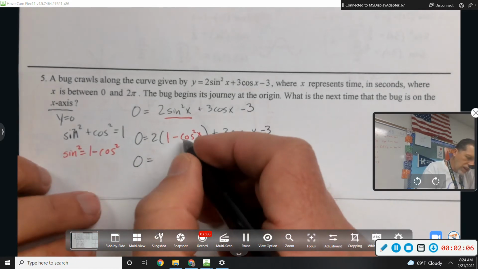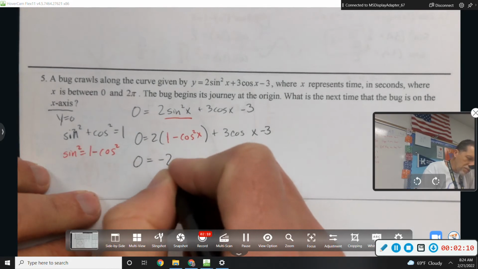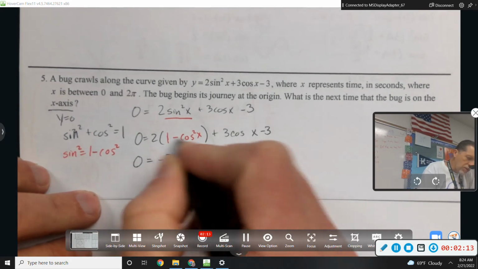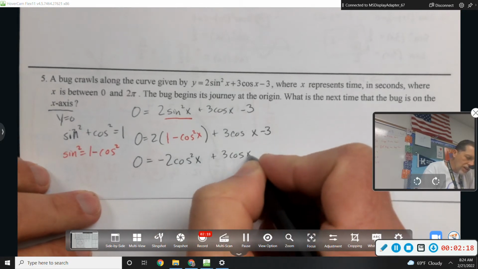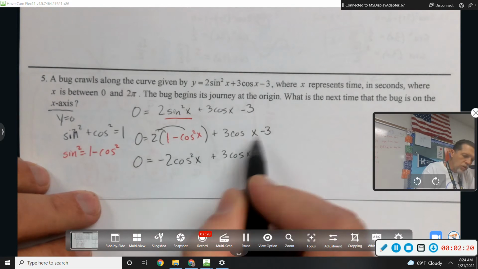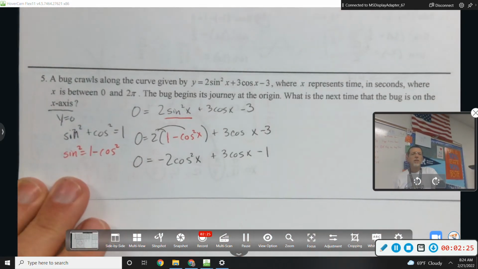So let's see. How many steps can I do at once and not mess up? I'm going to distribute the 2 and combine like terms at the end. So 2 minus 3 is negative 1. So, too many steps at once. Distribute, and then hold on to the 2 until I get to the end, and then combine. I still don't really want to factor that.